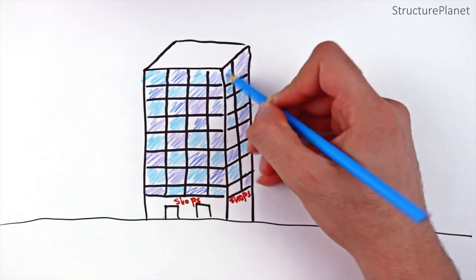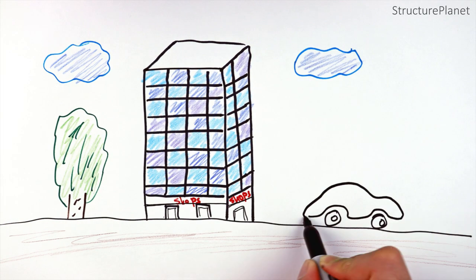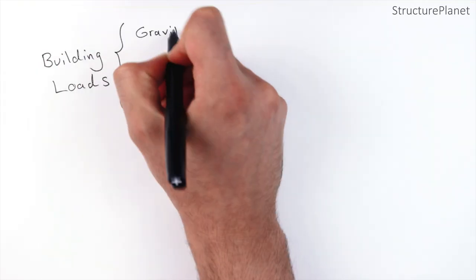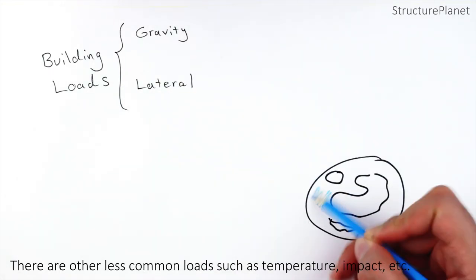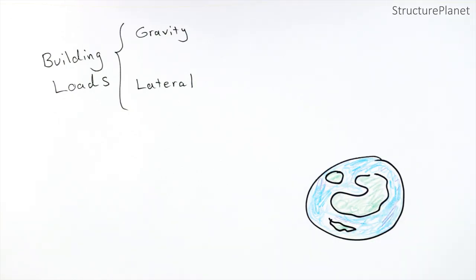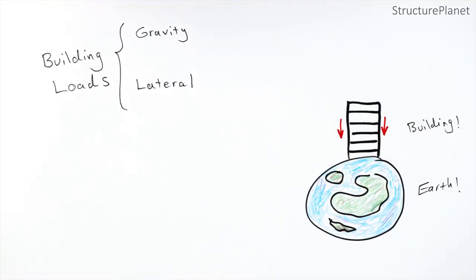Design of buildings revolves around forces. Most common forces or loads applicable for a high-rise building are categorized into two types: gravity and lateral. In this video, I will focus on gravity loads and will cover lateral loads in another video. Gravity is for all loads that are being applied in the direction of Earth's gravitational forces, or simply vertically. This includes dead load and live load.